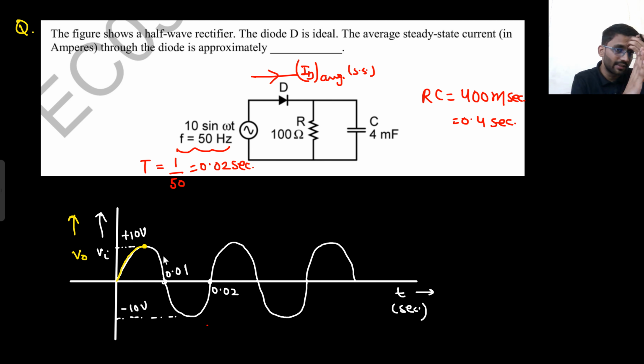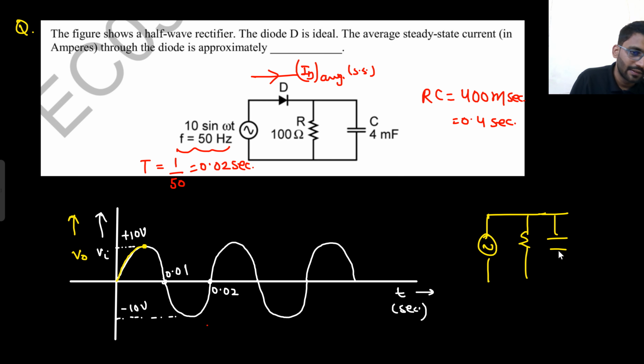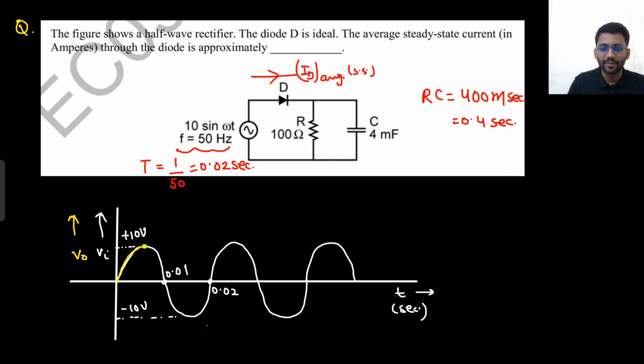If the diode is on, what will be the circuit? This is the input, R and C. Simply the capacitor will follow the input. There is no meaning of time period here. Simply the input will be exposed to the capacitor, so the capacitor will follow the input. Now this capacitor is charged to 10 volt.